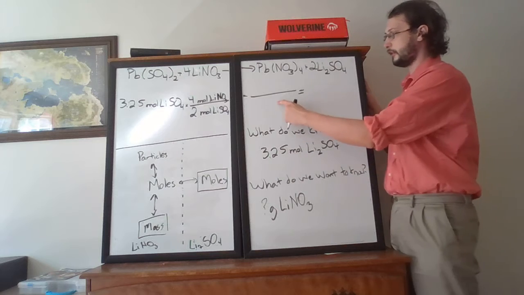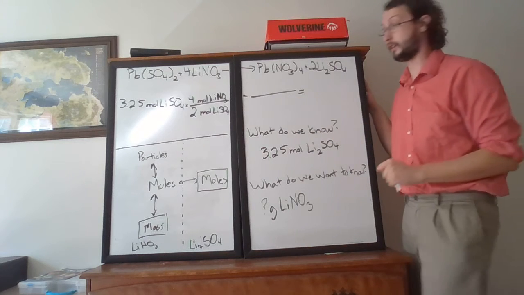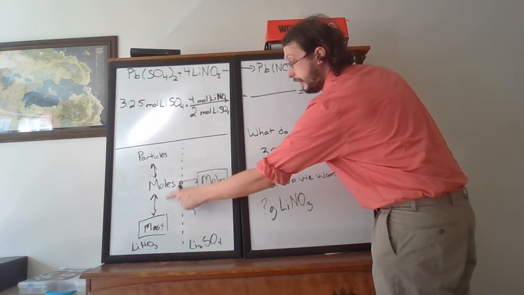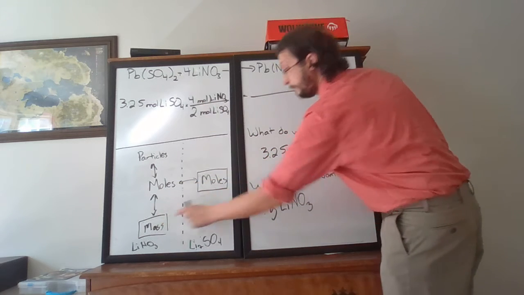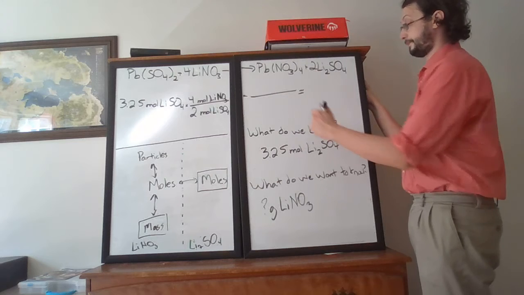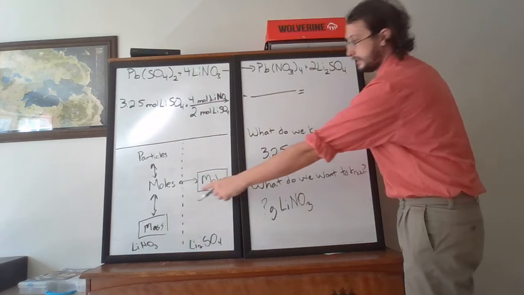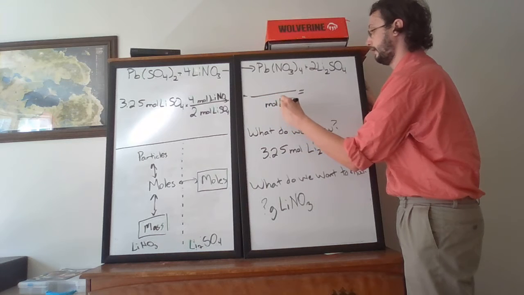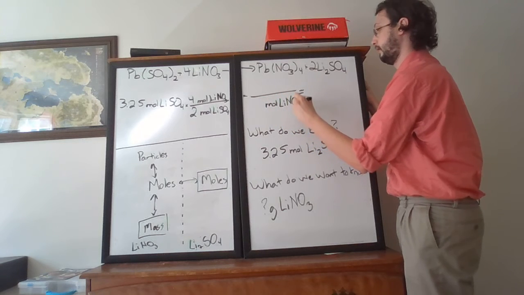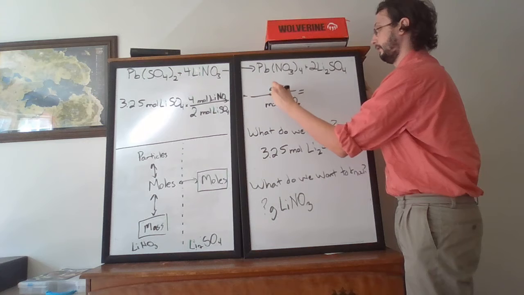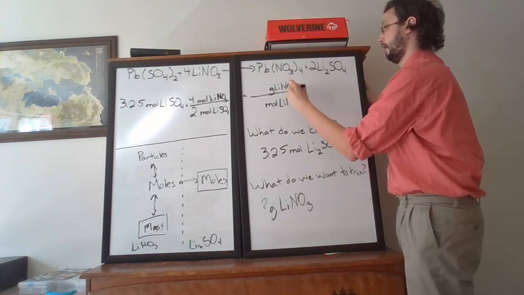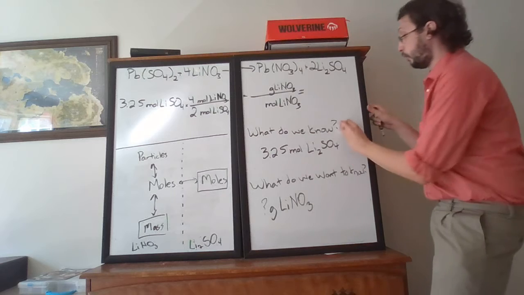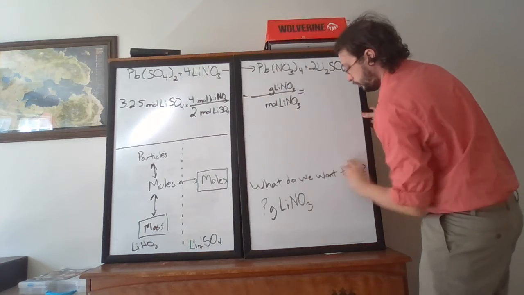For our second conversion factor, we're going to look at our second arrow. The first conversion factor took us from moles to moles. The second one takes us from moles down to mass. So, let's see. This is moles of lithium nitrate. So we'll put moles of lithium nitrate on the bottom and grams of lithium nitrate on top. Now, when you go from moles to mass, we need to figure out the molar mass.